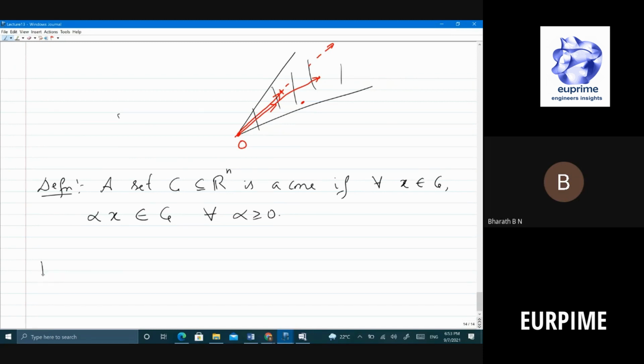Now, an interesting example is, what can I say about this again? Of course, this was convex. Definitely, this is a convex set. Do you agree? Take any 2 points here and join them, you still get a point, right? So, okay. So now, do you think this is a cone?